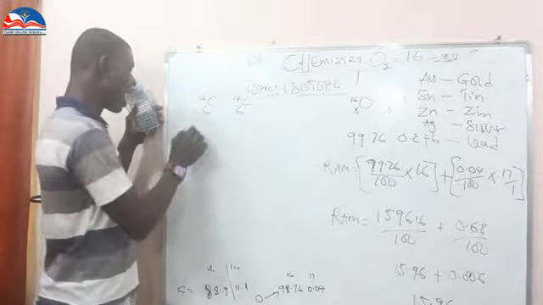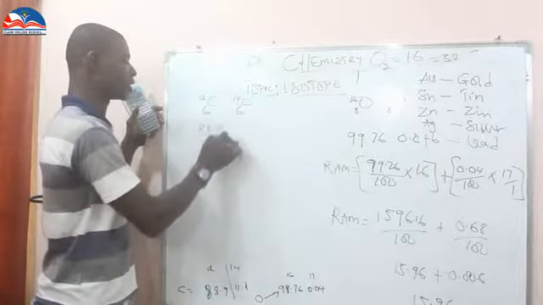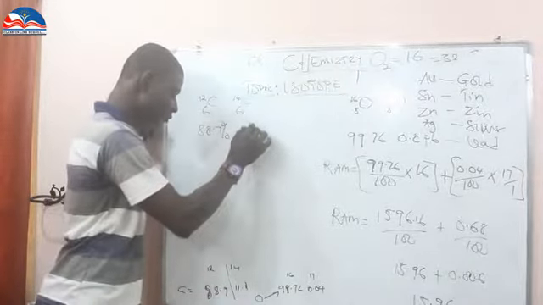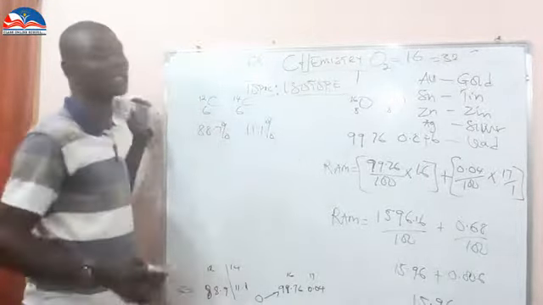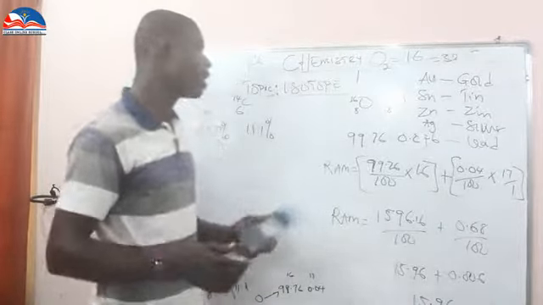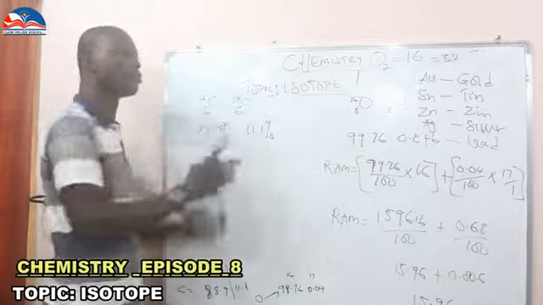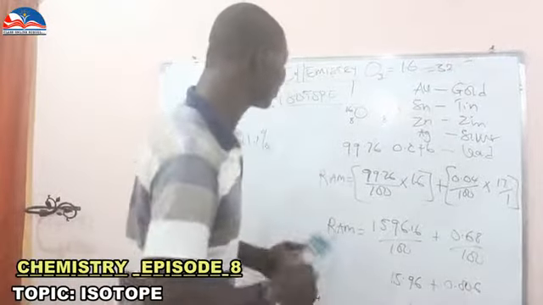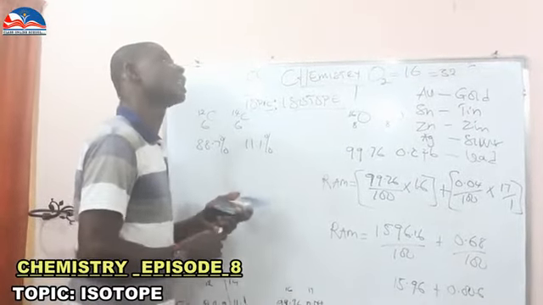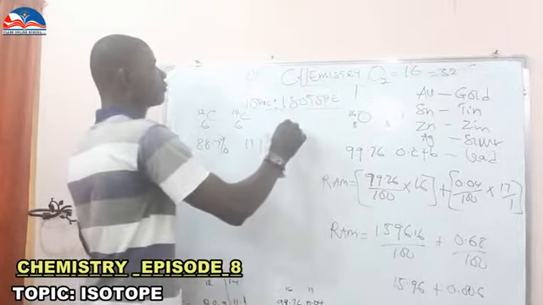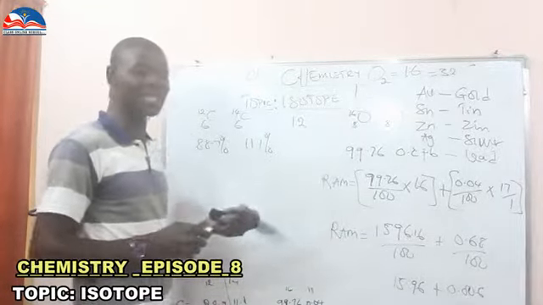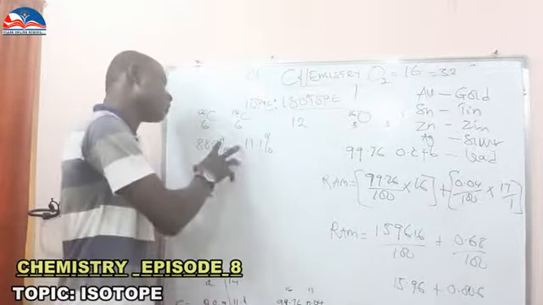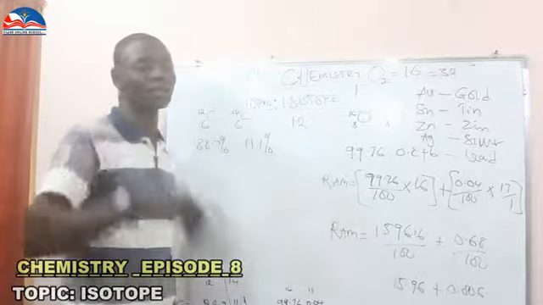Like that of 12, we have 88.7%. And that of 14, we have 11.1%. This is their percentage abundance as they occur. But how do I make these two carbon to become one, to have what we call relative atomic mass? Now understand with me that the relative atomic mass of carbon is 12. So if we do this calculation and we do not arrive at 12, that is to say that their percentage abundance is wrong, or our calculation is wrong.